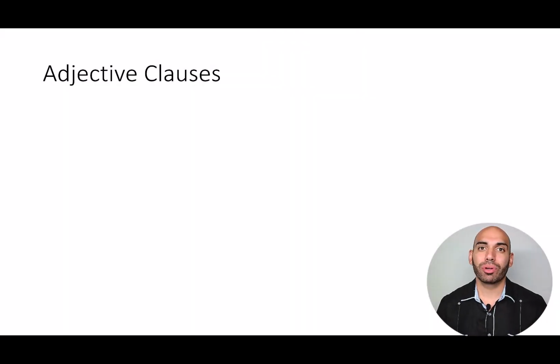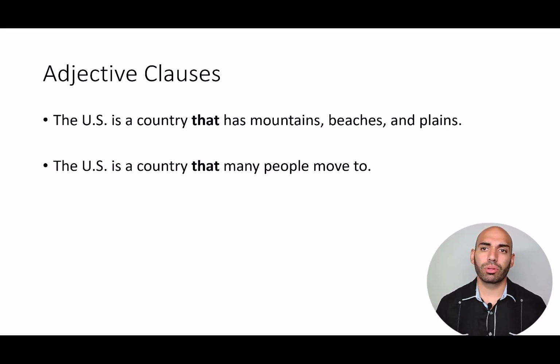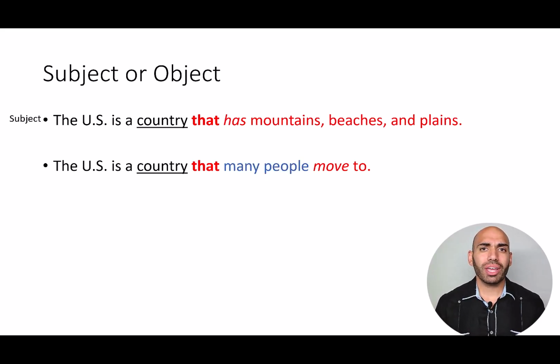Okay, example number 1. The U.S. is a country that has mountains, beaches, and plains. Here's another example. The U.S. is a country that many people move to. So, both of these are examples of adjective clauses, and they are a little bit different. The first one is called a subject adjective clause, and the second one is called an object adjective clause.